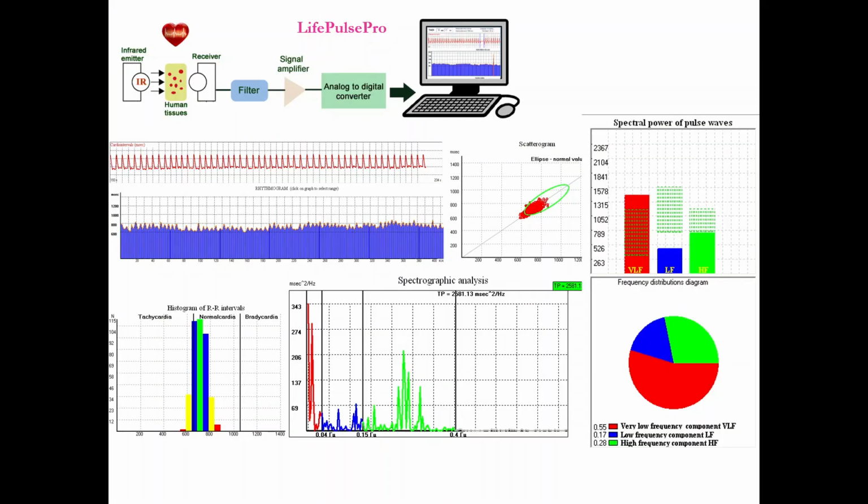To obtain more complete information about the patient's condition, using LifePulse Pro, we can analyze the results according to the HRV test methods additionally.